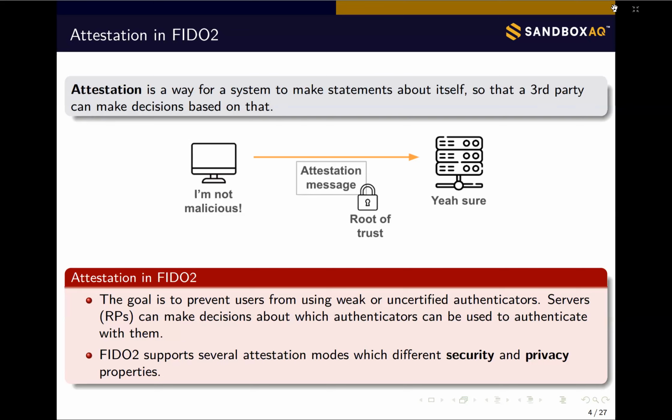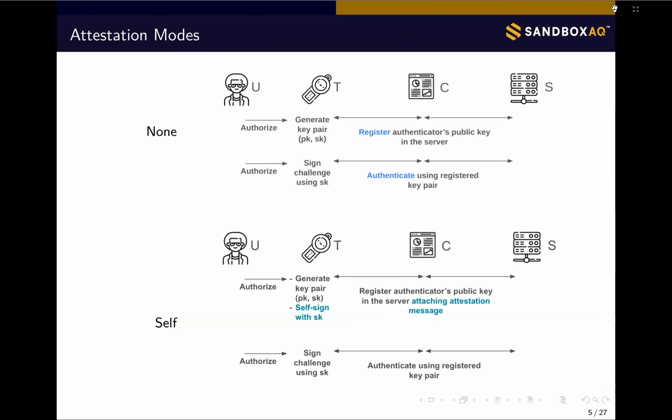FIDO2 supports several attestation modes. Some are more simple, some are more complex, and all of them provide different security and privacy. Let's see them. So the first one is attestation mode none, which is that there is no attestation in the protocol.